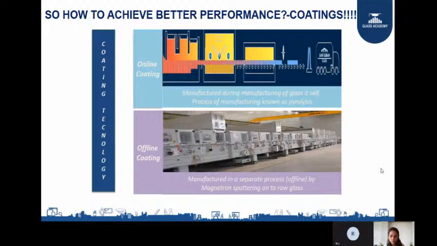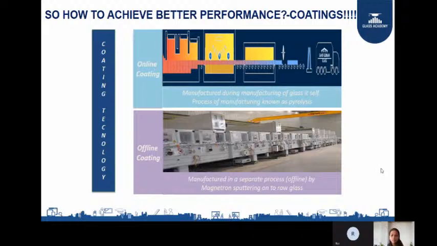And how you can get it? How you can achieve the kind of performance which you desire? The answer to this particular question is coating. You have to do a certain kind of coating to attain a certain kind of parameter.